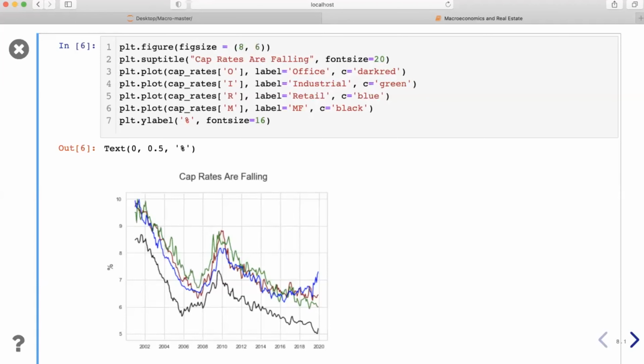And cap rates, a measure of value, arguably, in the industry, are falling as well. This is cap rates by asset class. Multifamily is in black. Industrial is in green. Retail is in blue, which I shouldn't have to tell you. Looking at this chart, these data from our friends at Real Capital Analytics exclude any COVID period, because the volume of transactions has been very sparse during the global financial crisis.